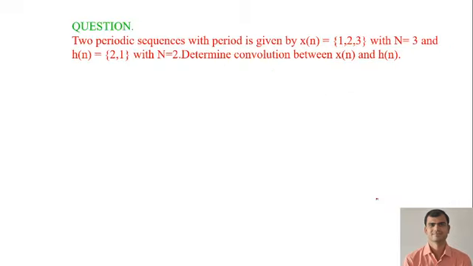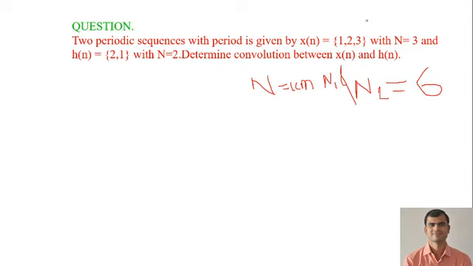Now we'll see the next example, so that it can be very clear. As you can see here, capital N1 is given as 3 and capital N2 is given as 2. The capital N is nothing but the LCM of N1 and N2. The LCM of 2 and 3 is 6, so the order of the period is 6. That means the number of points required for the convolution of these two sequences is 6.